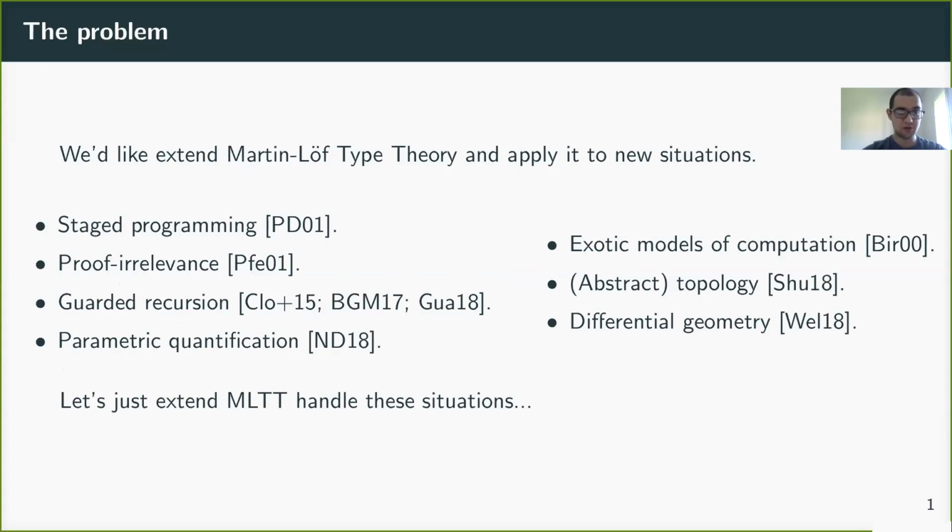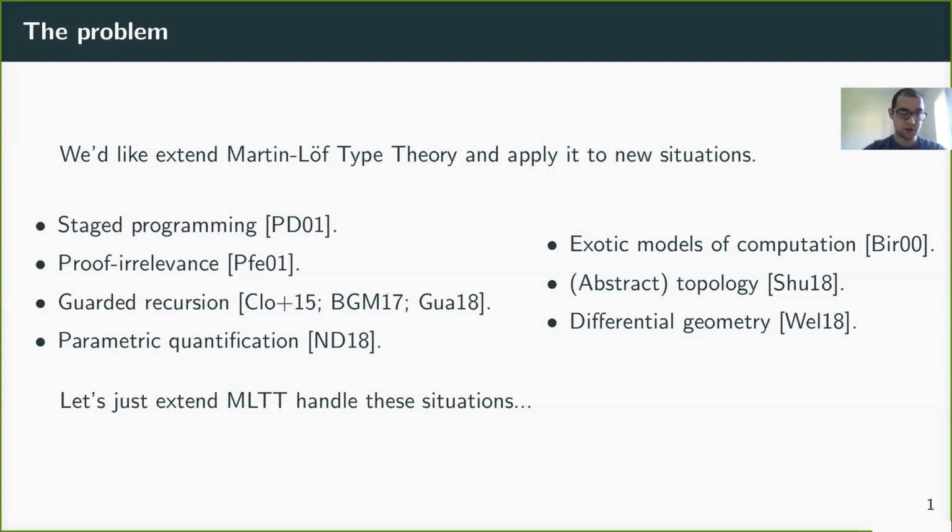So for example, I'm interested in staged programming, which might be useful for designing a macro system for dependent type theory. Also proof irrelevance, guarded recursion, and parametricity. But more than this, I'm interested in using type theory to study things like realizability, abstract notions of topology, or geometry. And so in each of these situations, in order to make type theory more useful, I'd like to add some new features to type theory.